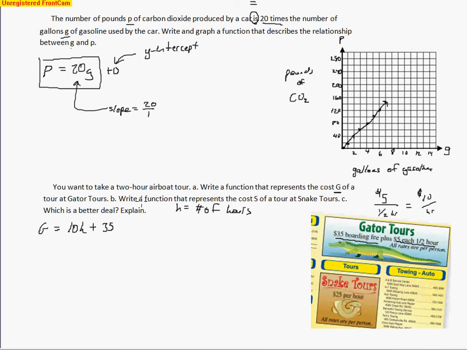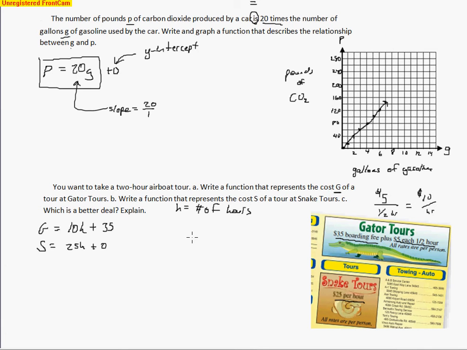Now we're going to write a function for S, for Snake Tours. Snake Tours is down below here. $25 per hour. No boarding fee, though. So we have a 0 as the boarding fee, and it's $25 an hour. You can see how it's more expensive to go on Gator to start with, because you have to pay $35 just to board their boat. But eventually they're going to be less because their rate is less than Snake Tours. So we're going to find out who is the better deal at 2 hours.